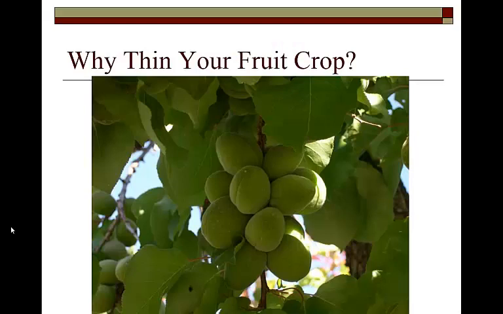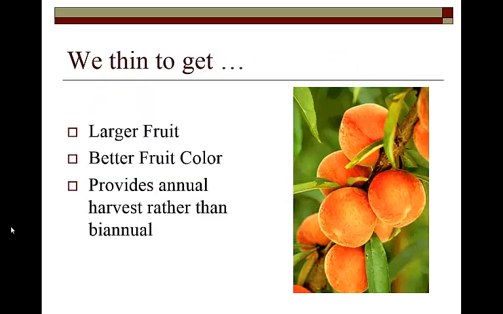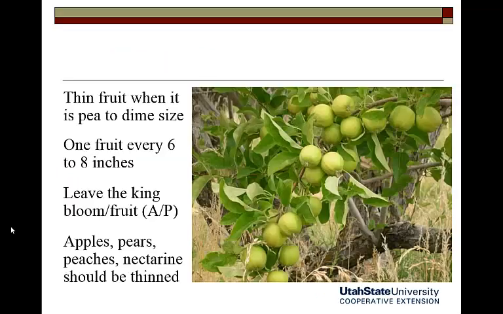Okay, so now we're past that. We've got fruit on our tree. You're telling me I've got to thin? Why do you thin? Size, better fruit color. We have that tree that provides a lot of fruit one year and no fruit the next year. If we come in and thin that fruit, we'll get annual bearing on that tree. At least try and break it out of the cycle.